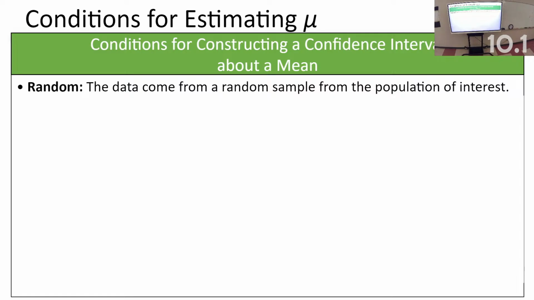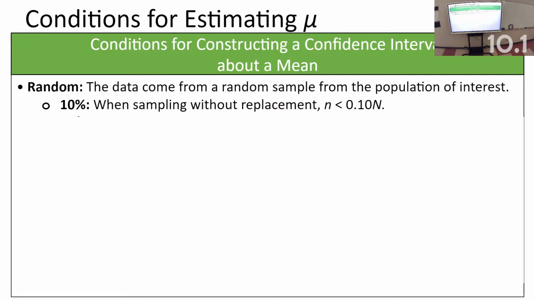Make sure we have a simple random sample, or the data is coming from a good population, or it's not biased, basically, right? We don't want the sample to be biased. We still check the 10% condition, provided it's not an experiment. Provided it's not an experiment, we still check it.